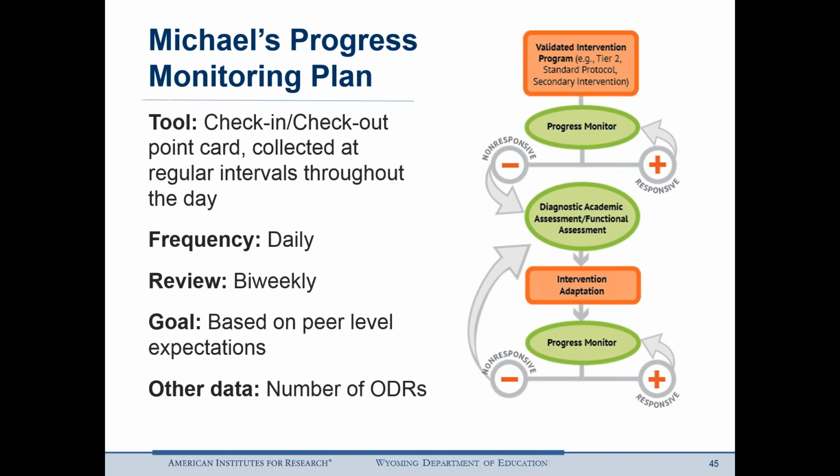The team also determines what should be done to monitor Michael's response to Check-In, Check-Out. Two measures of Michael's behavior will be collected: the points earned on his Check-In, Check-Out card and his office disciplinary referrals will be collected and reviewed. His teacher uses a brief self-assessment checklist to verify that the intervention is implemented with fidelity. For progress monitoring, the teacher will collect it daily and will review bi-weekly. The goal is based on his specific peer-level expectations.